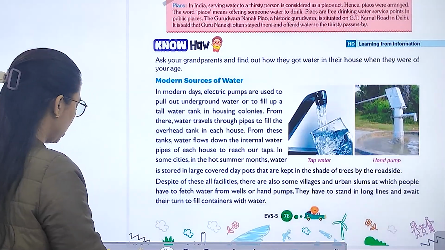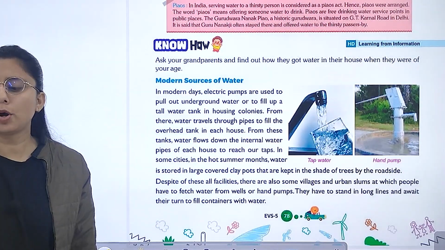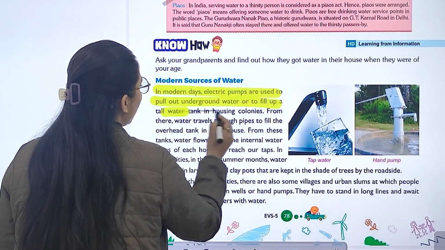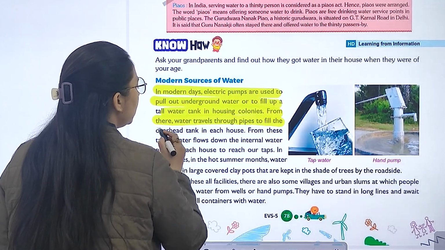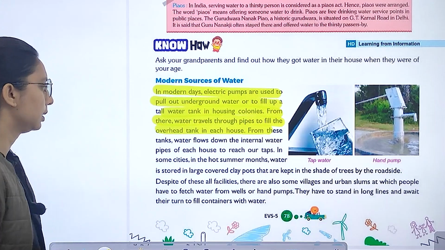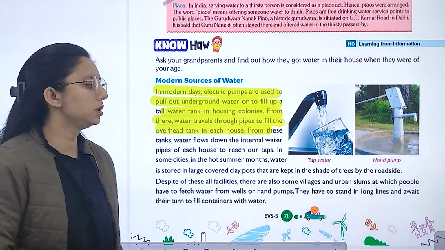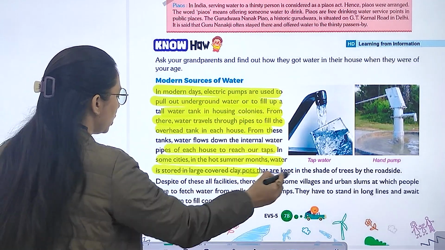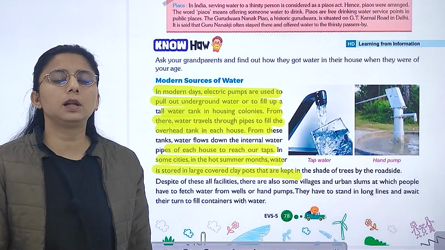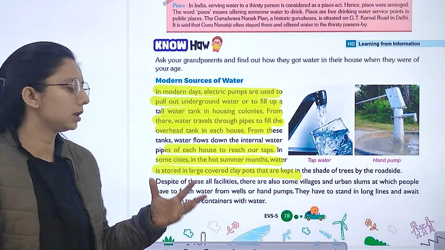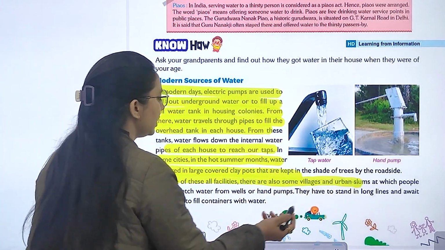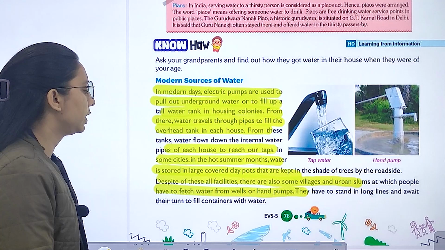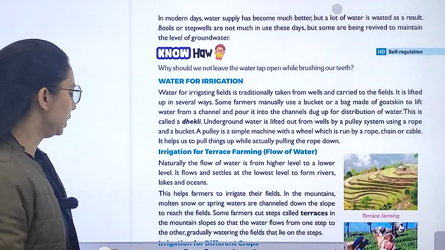Now modern sources of water. In modern days, electric pumps are used to pull out underground water to fill up the tank. Water travels through pipes to fill the overhead tank. From these tanks, water flows down to the internal parts of each house. In hot summer months, water is stored in large covered clay pots. उसमें जो water होता है ना वो ठंडा रहता है. So despite these facilities, there are also some villages and urban slums where people have to fetch water from the well.